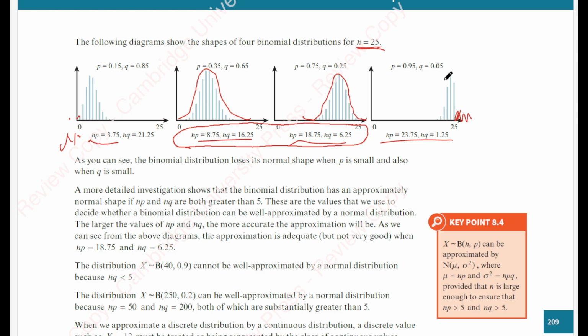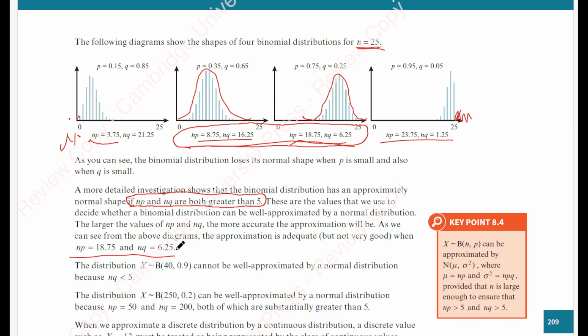If we make a detailed investigation of this, we can conclude the following: if np and nq are both greater than 5, then we can use the normal shape instead of the binomial distribution. This is important.